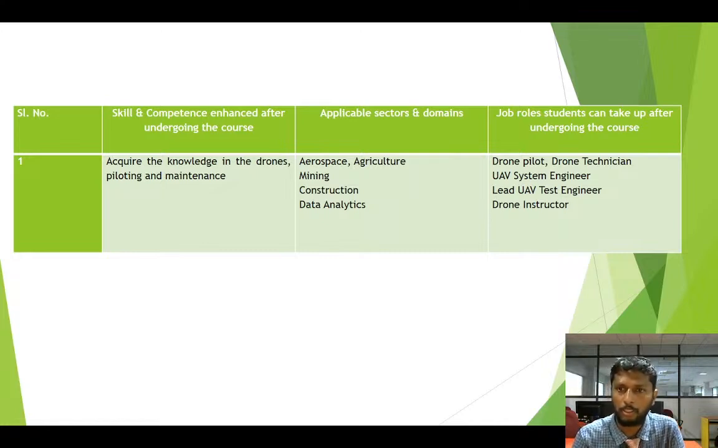And the job roles you are going to do are basically AME, that is the aircraft maintenance engineer, then air traffic technicians, air traffic controller, ground handling instructor, right? Then air hostess, and all these things. These are the job roles when you are going for the aviation industry, if you are studying this subject. Thank you. You can approach me if you have any doubt in this subject.